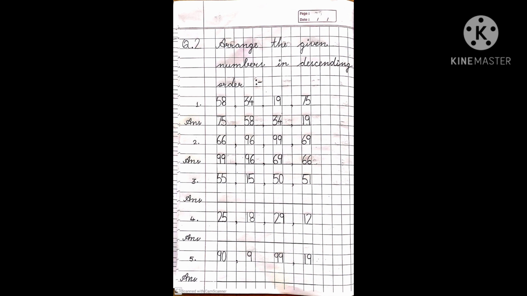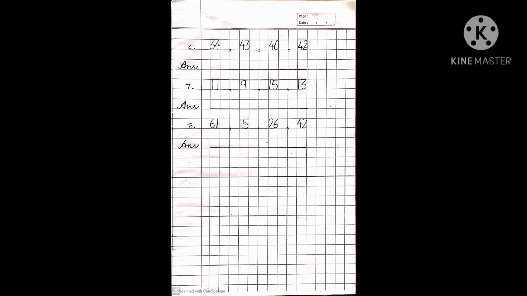Question number 2. 66, 96, 99, 69. Now, which is the greatest number? Yes, number 99. And which is the smallest number? That is 66. So, you can arrange these numbers in descending order like 99, 96, 69 and 66. Likewise, you will complete the rest of the questions by yourself as I have explained to you.